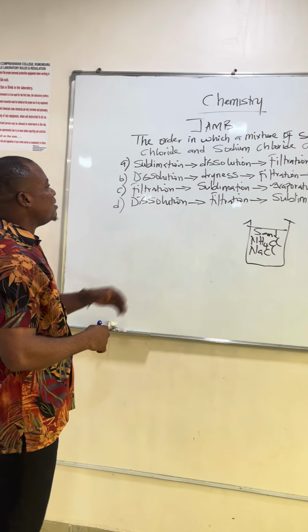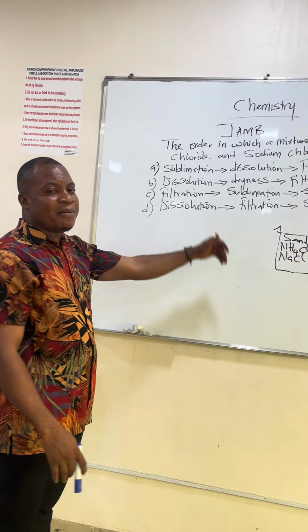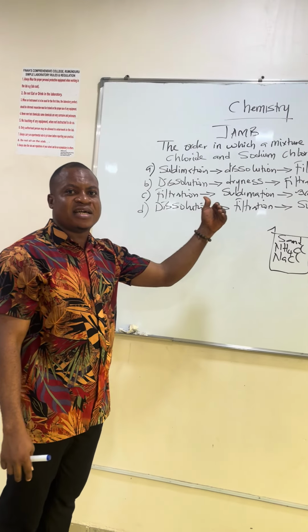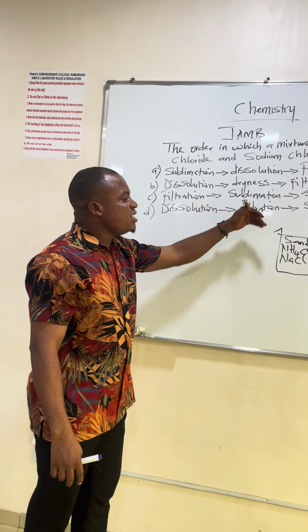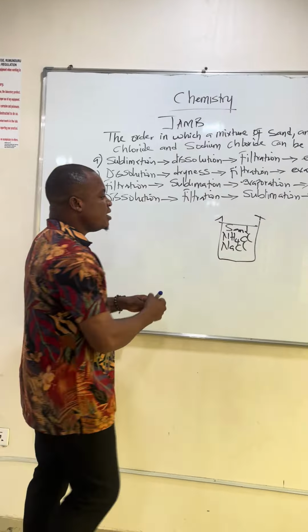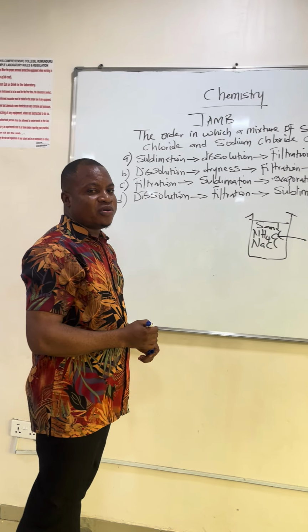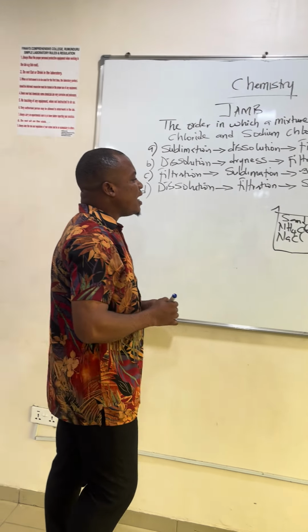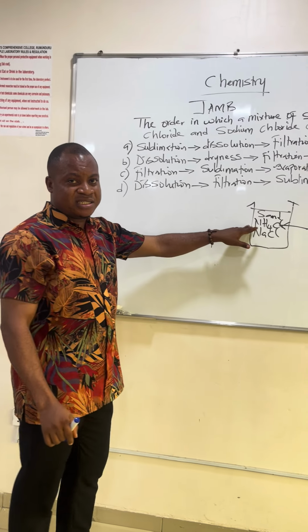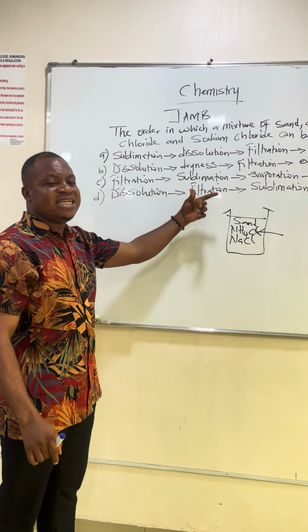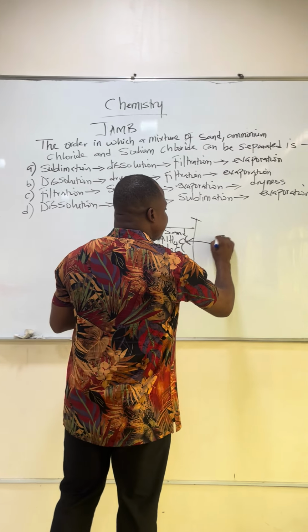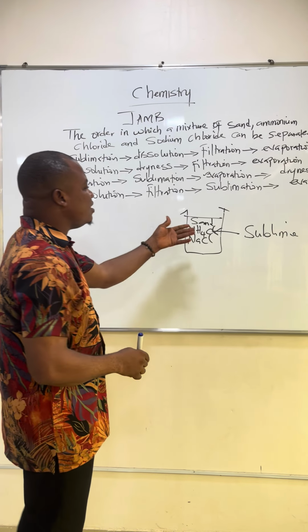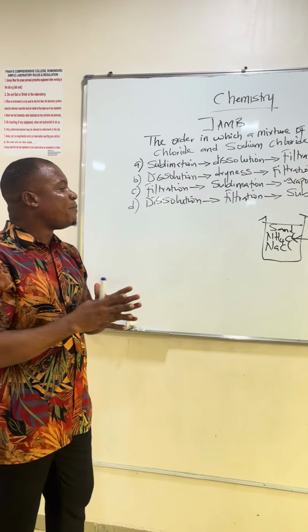Now, how do we go about the separation? Our options are given. First of all, we are going to separate the easiest one. From this, the easiest substance to separate is ammonium chloride. How can ammonium chloride be separated? Ammonium chloride is a solid, and when it is heated, we say that it sublimes. When we say it sublimes, as a solid, it changes directly to gaseous state without passing through the liquid state.